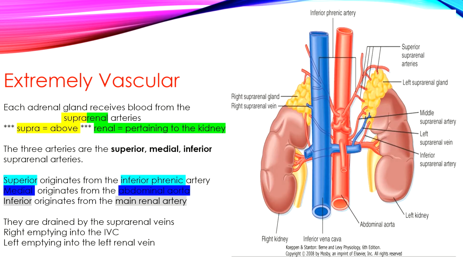If you look at this image, it does a great job showing where the arteries are entering into the adrenals and then where the suprarenal veins are dumping back into. The right is emptying into the IVC and the left is emptying into the left renal.